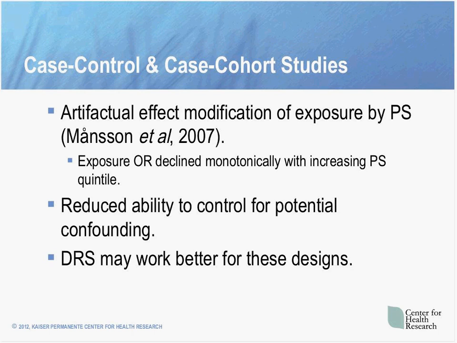Just to follow up on that, there was a nice paper published by Metz and colleagues in 2007 in the Journal of Epi, looking at the performance of propensity scores in case-control studies and case-cohort studies. They observed an artificial effect modification by propensity score, and also some potential reduced ability of controlling for confounding. So this is a setting where the disease score might be a little bit better, but it's not something I would totally rule out, just bear it in mind.